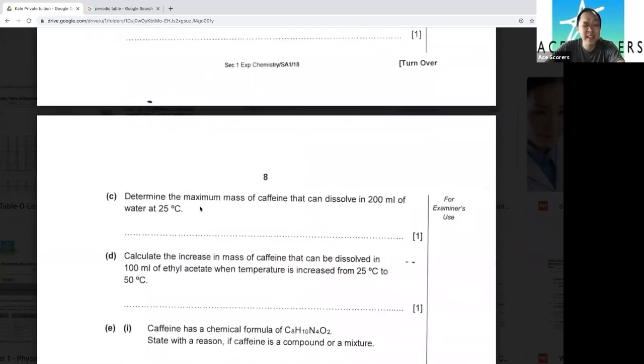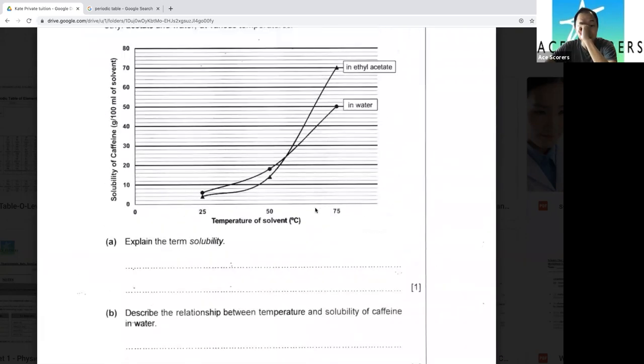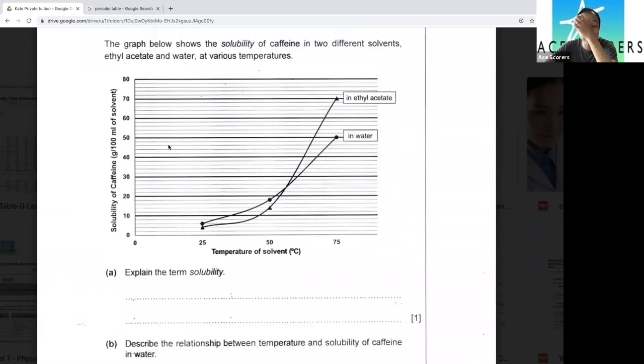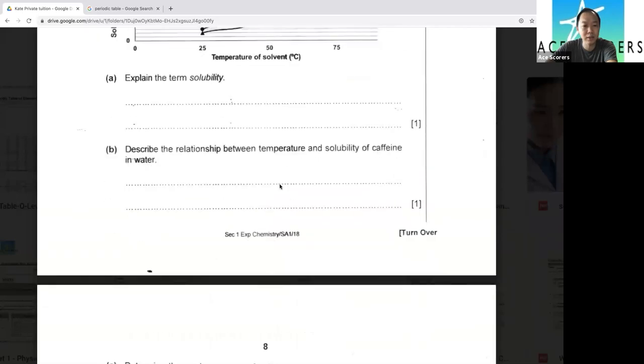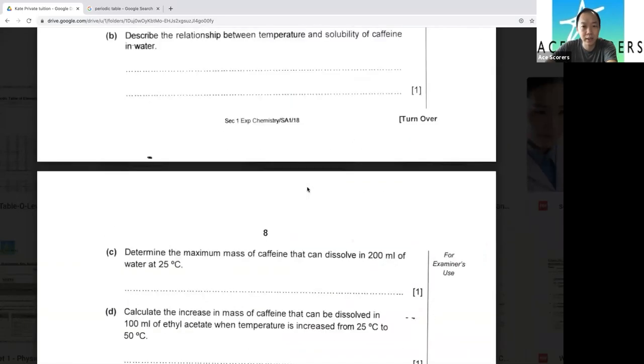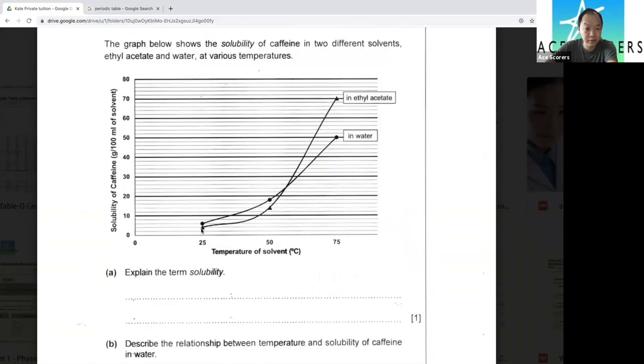So what is the maximum mass of caffeine that can dissolve in 200 milliliters of water? So we find 200 milliliters of water. Caffeine, maximum in water, 50, right? So this is 100. Sorry, at 25 degrees Celsius. So you're going to look at 25 degrees Celsius, yeah? If the temperature is not hot, 25 is like normal room temperature. So at 25 degrees Celsius here, how much caffeine do you get?